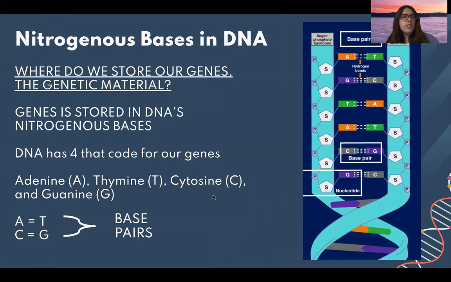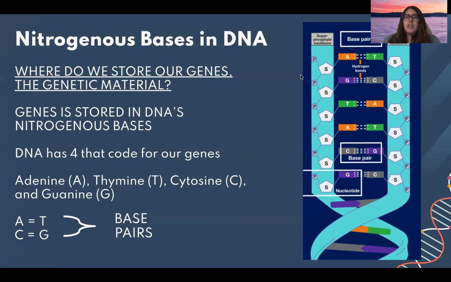So let's look a little bit more into depth at our DNA. We talked about nucleotides and how they run anti-parallel to each other and make up the double strands here. As you can see, the double strands here are the sugar phosphate backbone. But now let's look at what these things in the middle are called, our nitrogenous bases. This is essentially where we store our genes, the genetic material. So genes are stored in the DNA's nitrogenous bases.